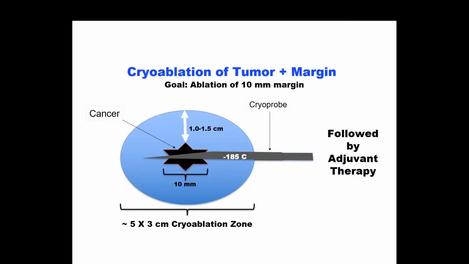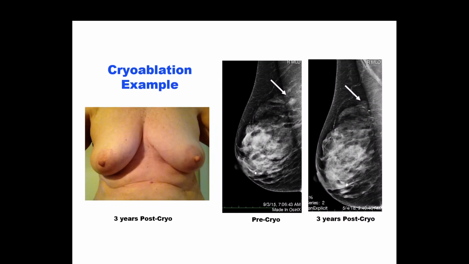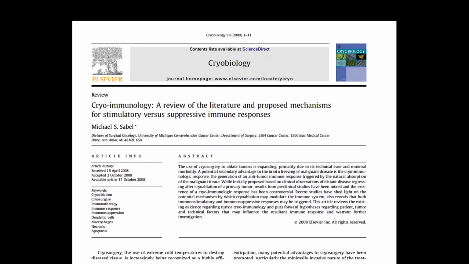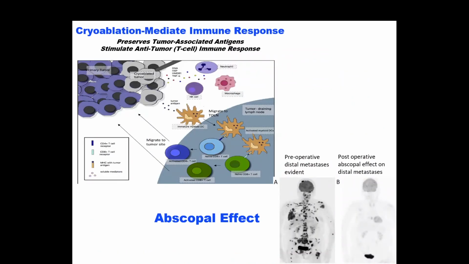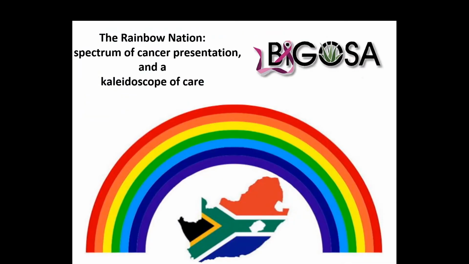Okay, so let's look at cryosurgery. There's an attached video. You can cryoablate tumors both in the early setting and in the locally advanced setting. So there's lots of data to show. Here's cryoablation in an advanced breast cancer having an abscopal effect and decreasing distant metastases.